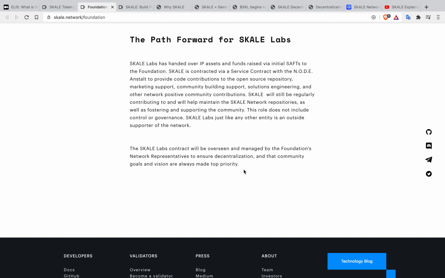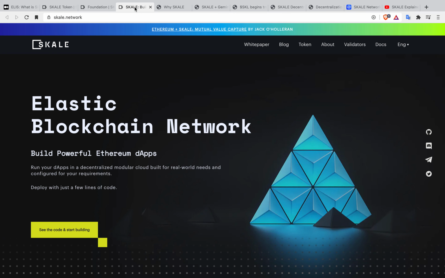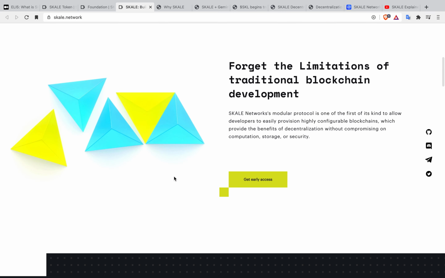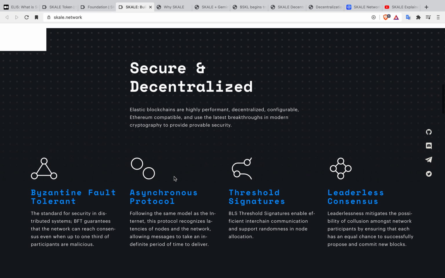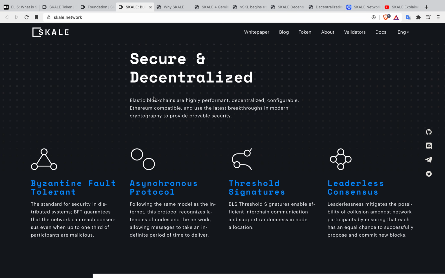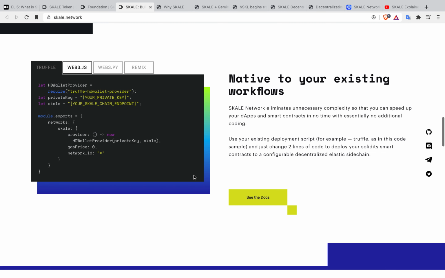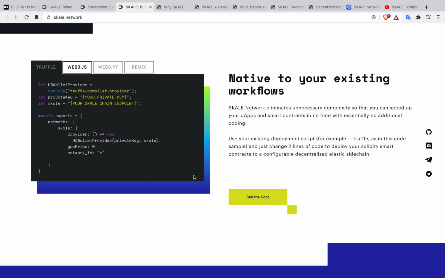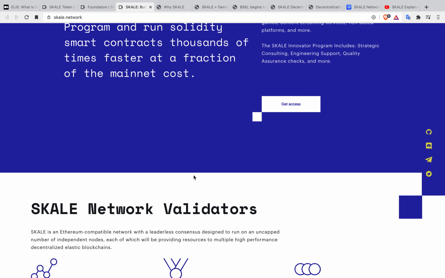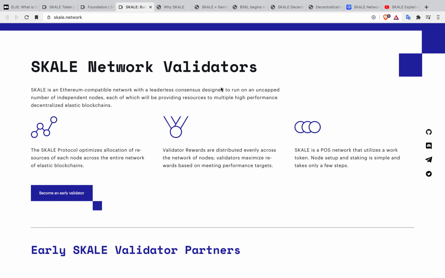Now, a decentralized app platform where you can develop dApps, that's what I'm talking about. That's what I like to hear when I'm doing my research. My eyes lit up when I saw this word decentralization, fully decentralized. And the community goals and vision are always made top priority. Fantastic. I couldn't be happier to hear these things. Based on the research that I've done, it looks like security and decentralization are at the forefront of their mission and their project, their thoughts, their imagination, the structure. The SKALE network validators being decentralized is one of the biggest things.